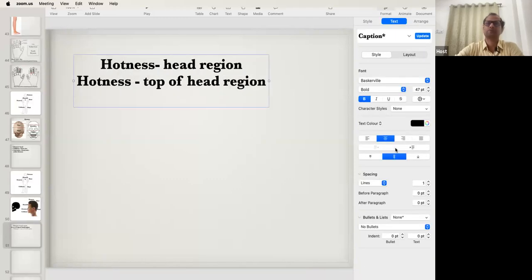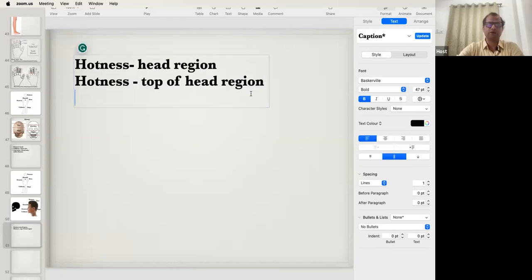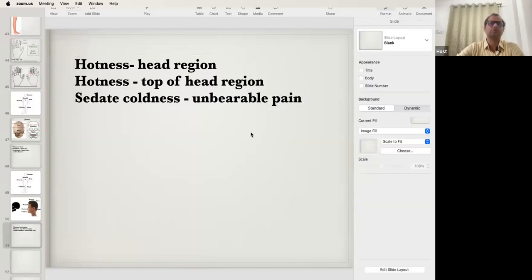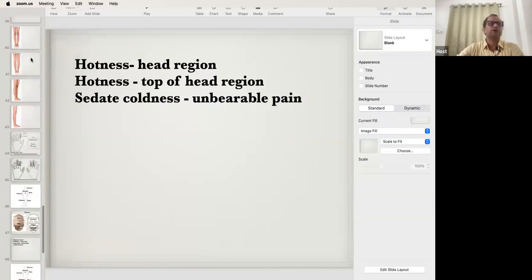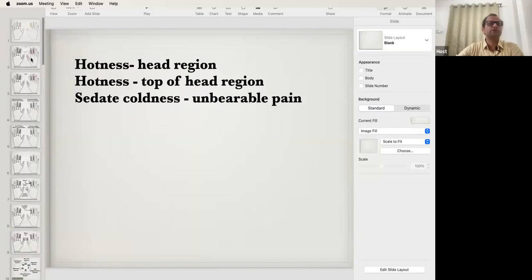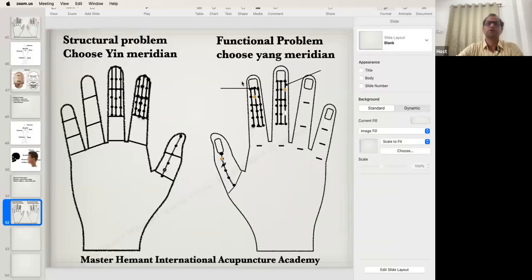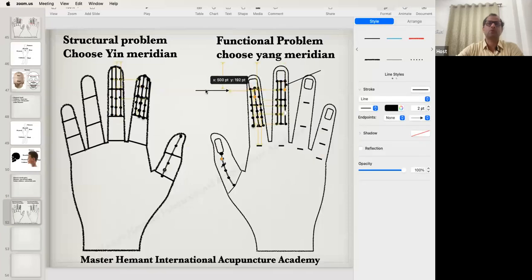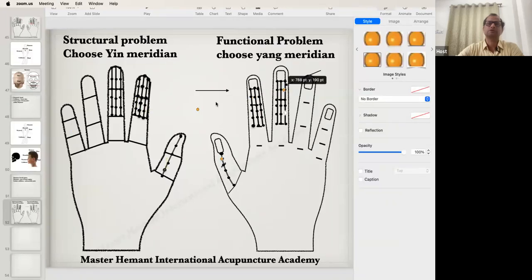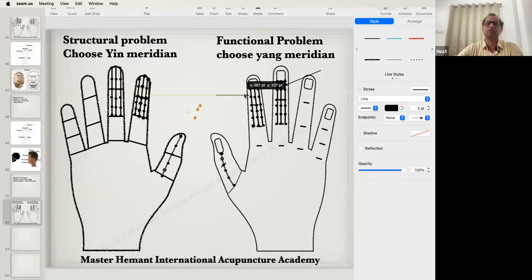Okay, now I am telling you to sedate coldness because of unbearable pain. So first think about this, then we'll also think opposite. Okay, if we want to sedate the coldness, so let's see here. So the step number 1, what we are doing, we are going to the hotness meridian. So this is the hot. First, I will remove this magnet. Otherwise, it will confuse you. I will remove all the magnets. Okay. Step number 1, this is the hotness meridian.